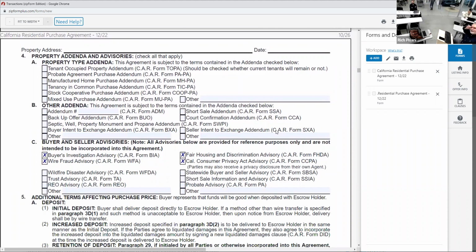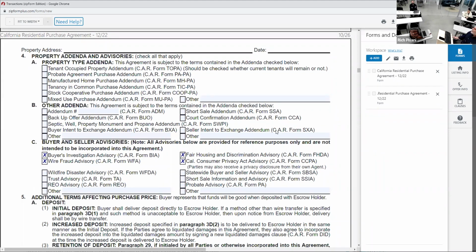All right, addenda. So here is the TOPA. If it's tenant occupied, if it's a probate, then a probate addendum needs to go here. Manufactured home, mobile home, that needs to go. Tenant in common, stock cooperative, there still are co-ops. They're very rare. The only one that I know of is in Sherman Oaks.